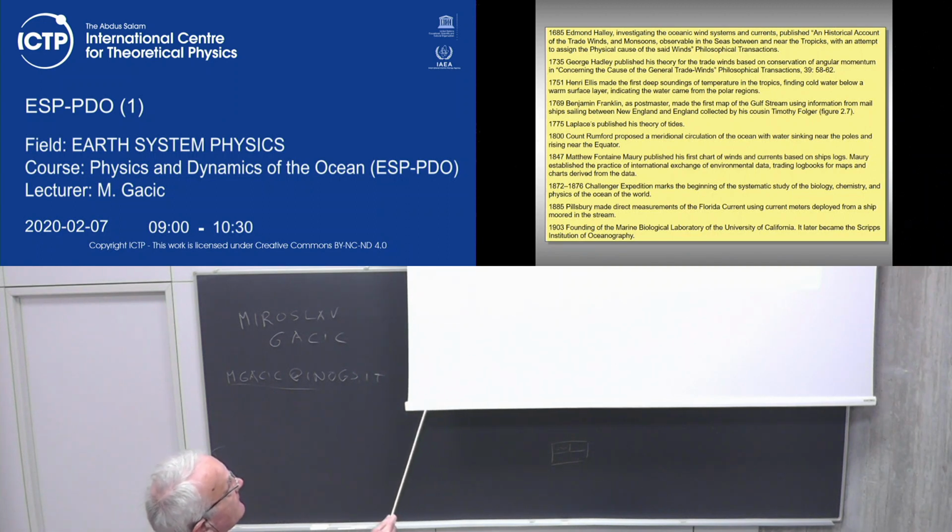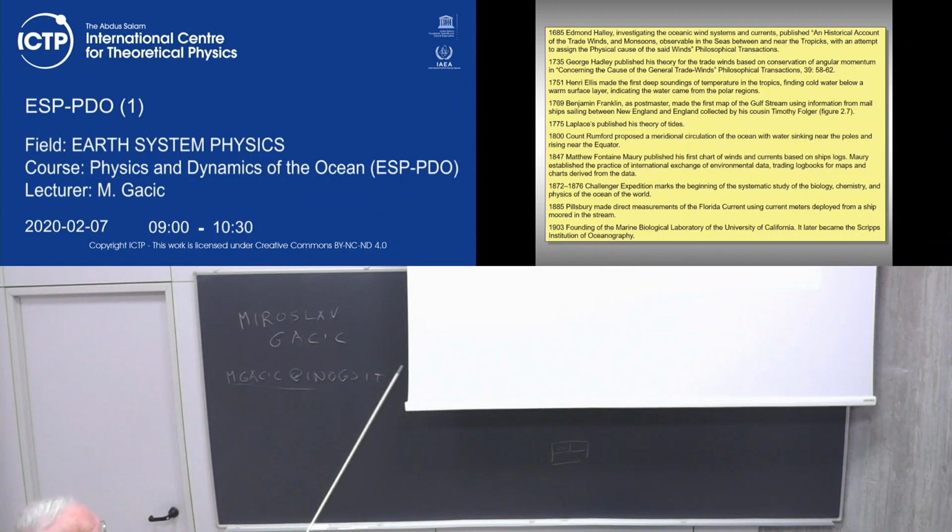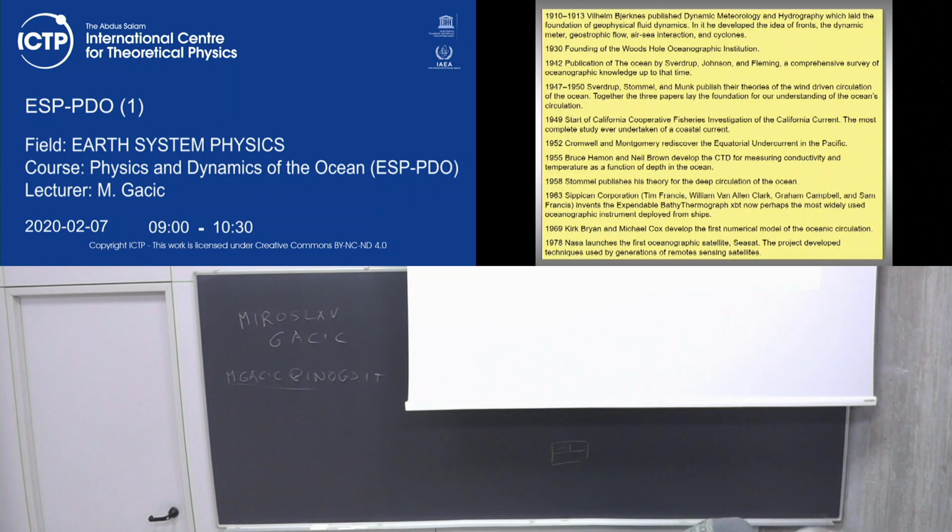For example, you see that at the end of the 19th century there was the first expedition of in situ measurements, ship in situ measurements in the ocean. So this is the late 19th century. Those are the beginnings of the experimental data.